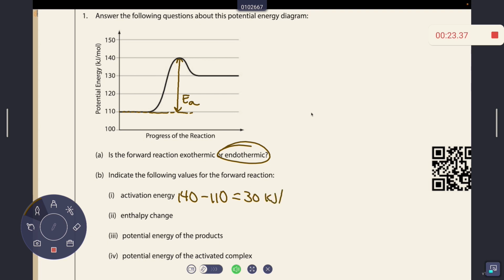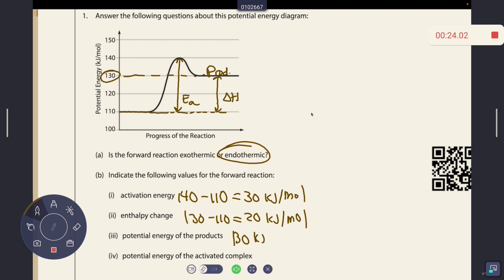Okay, good job. Now, what's the enthalpy change? 20 kJ per mole. 20, yeah. So wherever the products are, wherever the reactants began, this is going to be your enthalpy change. So this is going to be 130 minus 110, which is 20. What's the potential energy of the products? 130. Yeah, your products are here on this line. So you just follow this over the y-axis, you're going to get 130. What's the potential energy of the activated complex? 140. Yeah, it's up here. You follow that over to the y-axis, you get 140. Okay, go ahead and do number 2.